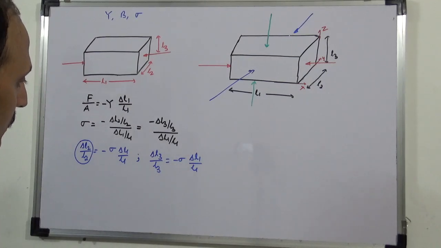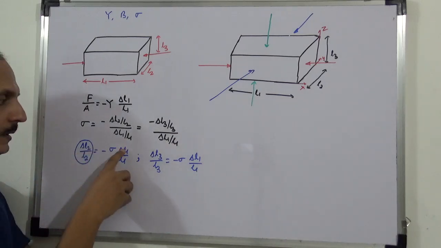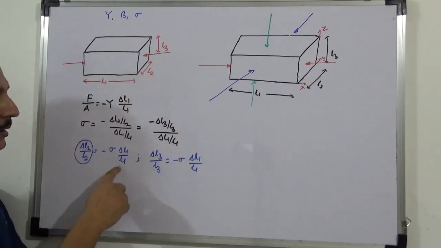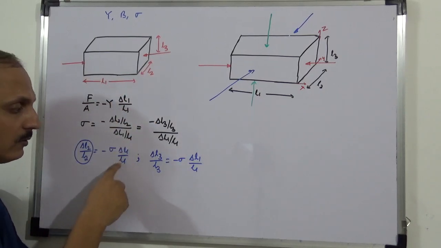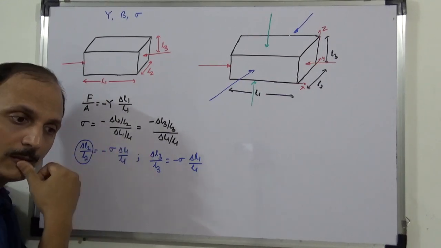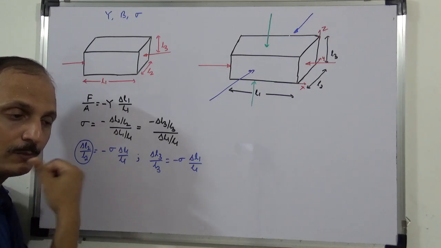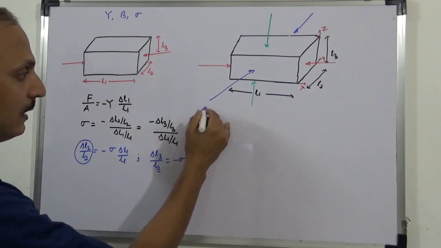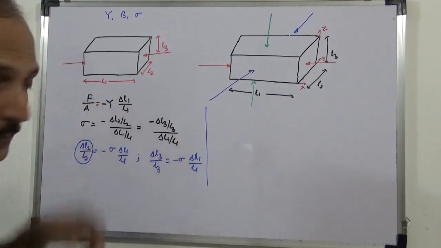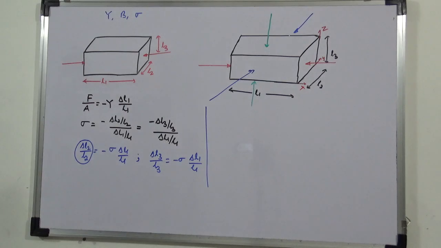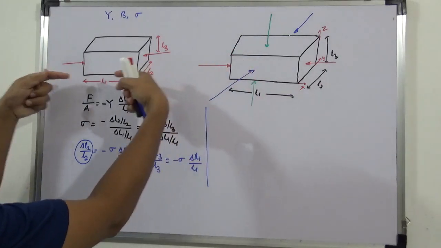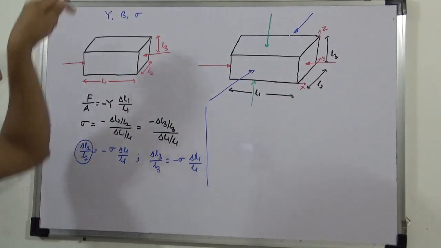This tells you delta L1 by L1 is changing because of the force along L1, the red one. When this length is changing, it also produces a change along L2 and L3, and that is the meaning of Poisson's ratio. So from here we can say the net length change of L1 will not happen only because of the force along L1, but also because of the forces along L2 and L3.